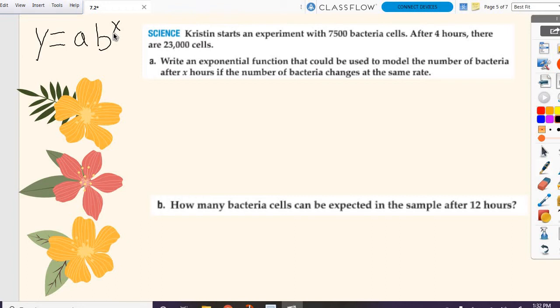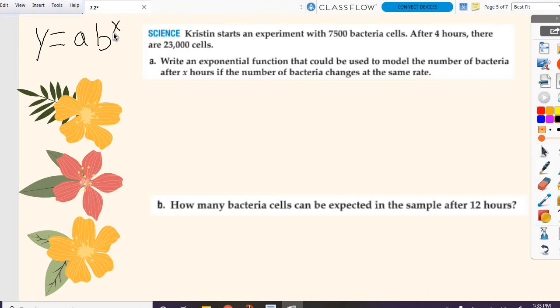So in this case, they say Kristen starts an experiment with 7,500 bacteria cells. After 4 hours, there are 23,000 cells. Write an exponential function that could be used to model the number of bacteria after x hours if the number of bacteria changes at the same rate. Now that part at the end there where it says changes at the same rate is important because that tells us that our base is going to be consistent. And they also ask us to use an exponential function. So we know that our x has to be in the exponent.